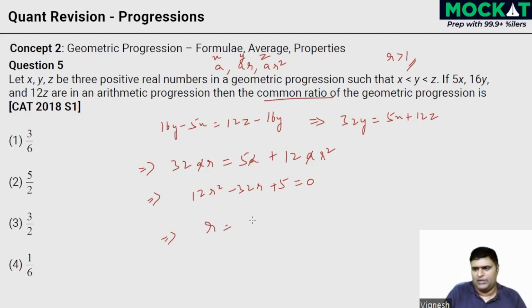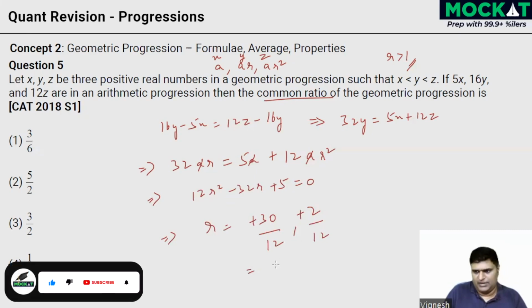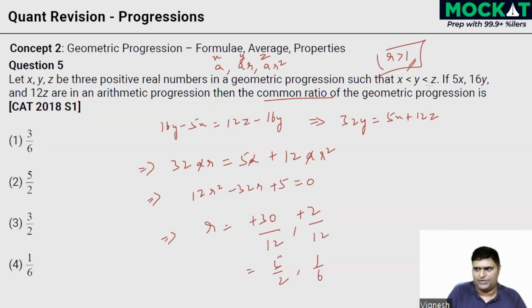What do we do? The direct one step thing, which we'll be seeing under quadratic revision. Minus 30 and minus 2: switch the signs, divide by the coefficient of R square, and that's it. We found the two R values. What are they? 30 by 12, which is 5 by 2, or 1 by 6. But R has to be greater than 1 because of this inequality. So R greater than 1 is only 5 by 2. So option 2 over here becomes the answer.